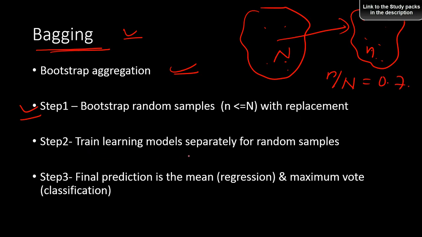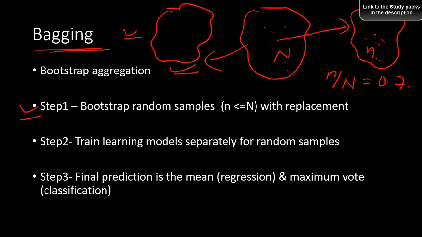Then we train the model on this sample data, not on the population data, or rather on the subsample data, not on the main sample data. Now, the second time, we took another subsample with 70%.